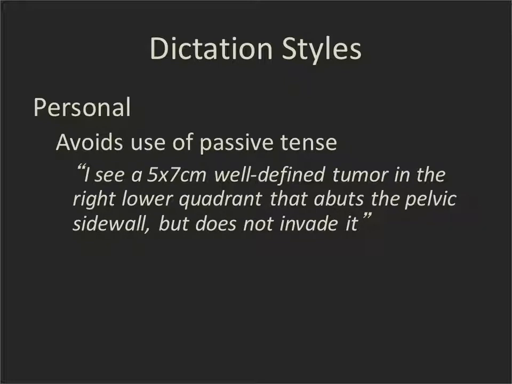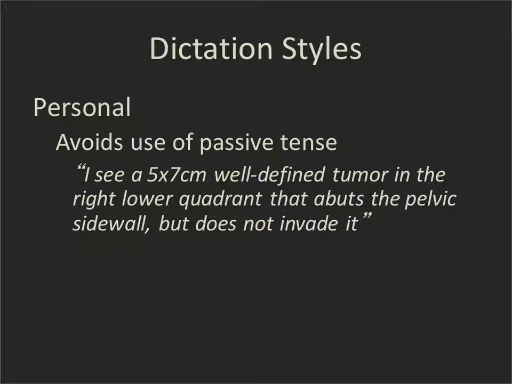Some radiologists, the more senior ones, use a more personal style. You can't do this quite so well when you're a resident. So, for example, I see a 5 by 7 centimeter well-defined tumor in the right lower quadrant that abuts the pelvic side wall but does not invade it. Again, this is perfectly fine.